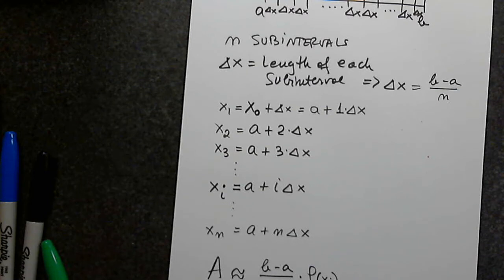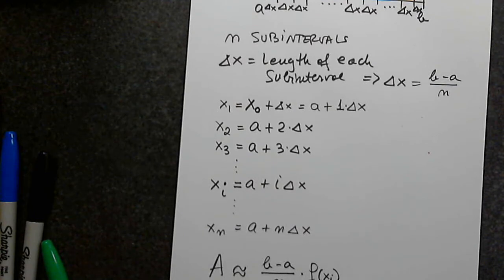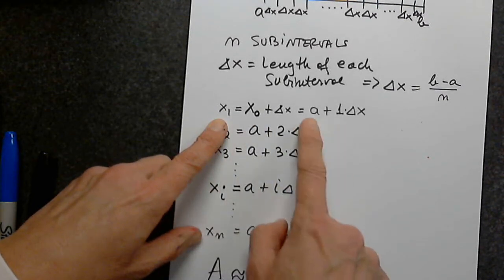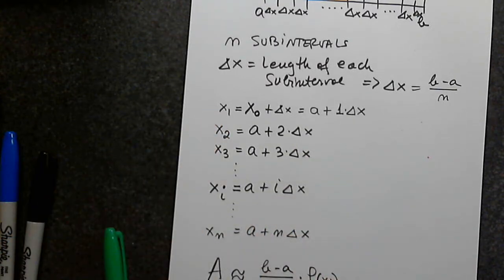But I'm missing something in this piece. I'm saying the area is delta x times the first xi, so times f of a plus delta x, plus b minus a over n times f of x2, plus b minus a over n times f of x3, plus b minus a over n times f of xi, and so on, till I get to the n. So I'm missing something here that is called a sum.